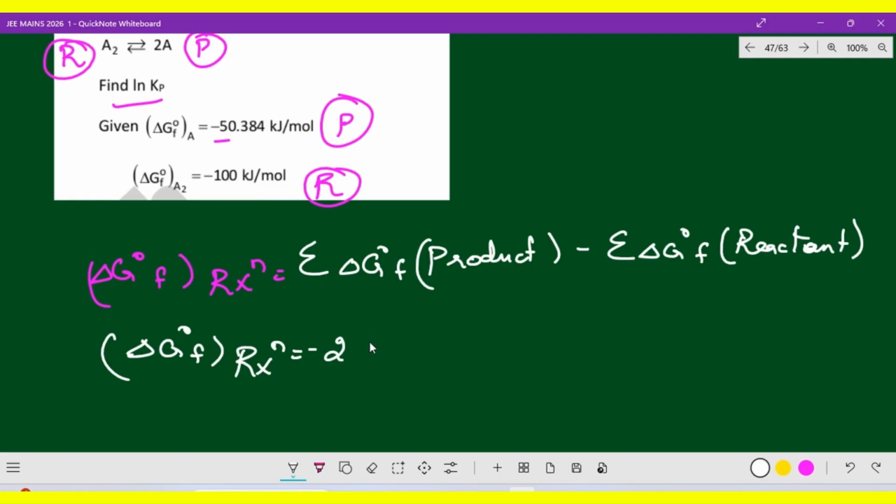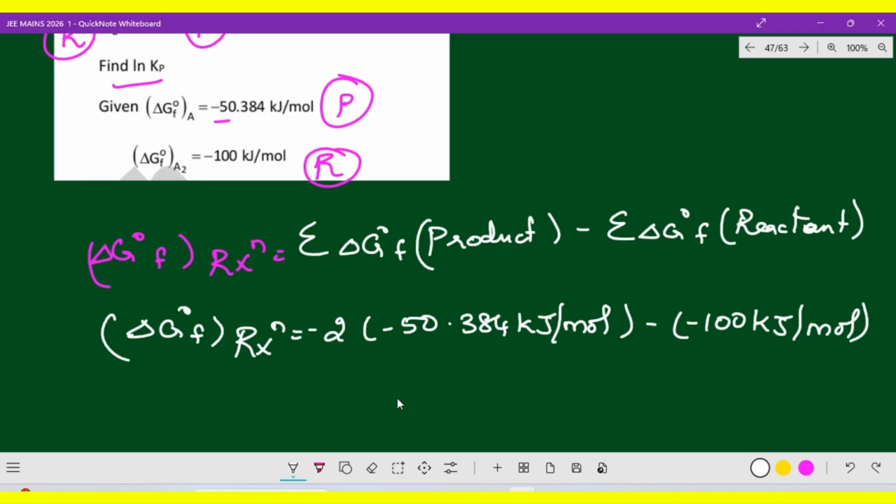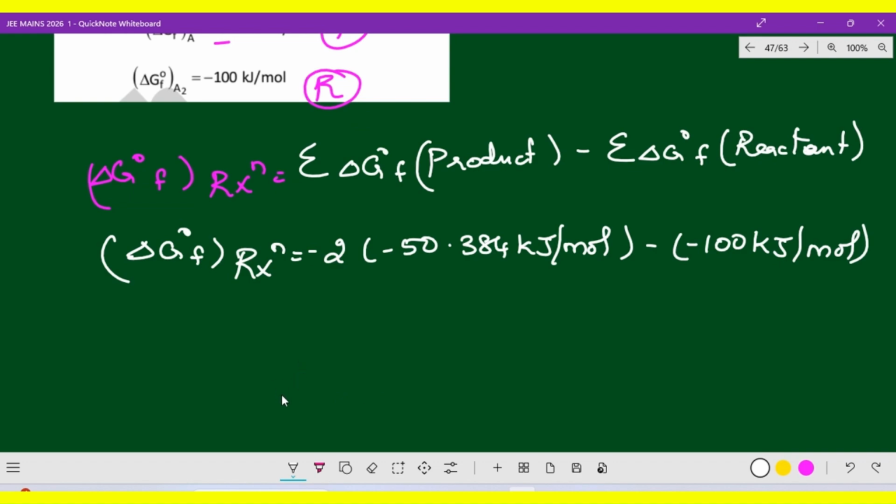So minus 50.384 kilojoule per mole, minus minus 100 kilojoule per mole. When we calculate this, 2 into these, minus into minus becomes plus, so we get minus 0.768 kilojoule. Mole inverse will be cancelled, so we are getting kilojoule.